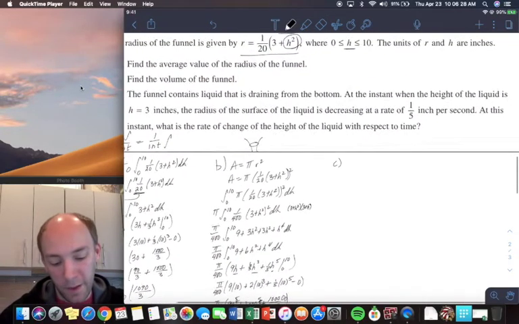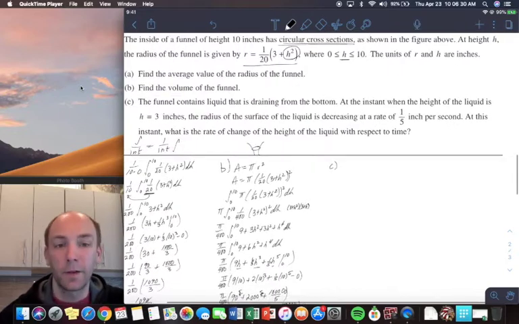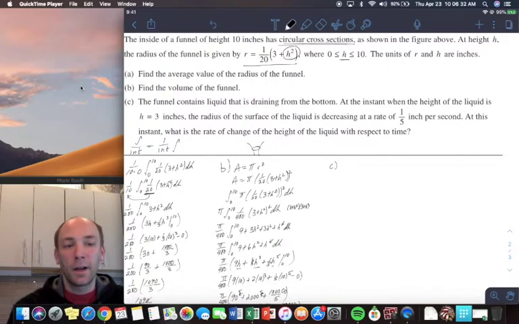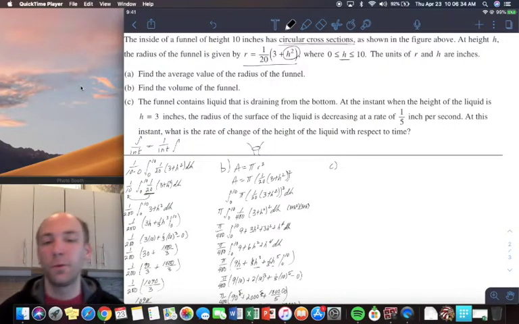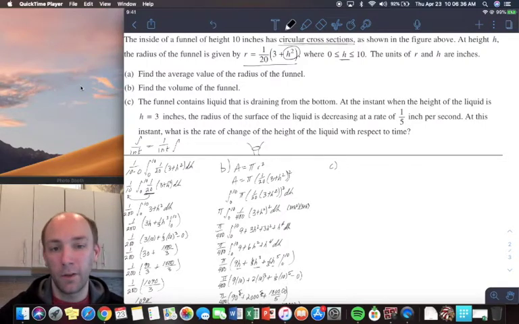The funnel contains liquid that is draining from the bottom. At the instant when the height of the liquid is h equals 3 inches, the radius of the surface of the liquid is decreasing at a rate of 1/5 inch per second. At this instant, what is the rate of change of the height of the liquid with respect to time?